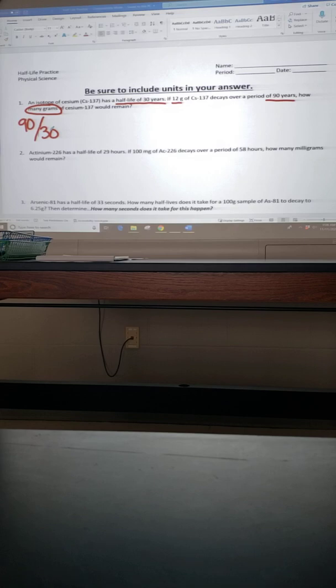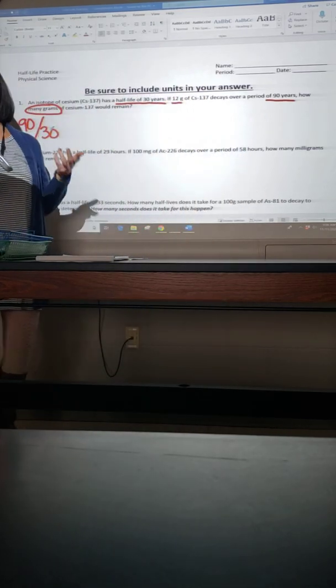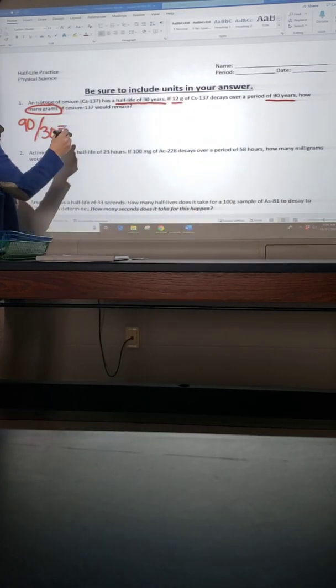Okay? And most of this math is actually very, very simple math. So since we saw the 2 times, we're going to divide those 2, and that will tell me how many half-lives this went through. Now, the question isn't asking how many half-lives, but we can't solve it unless we know how many half-lives. So that's always going to be our first step. So what is 90 divided by 30?